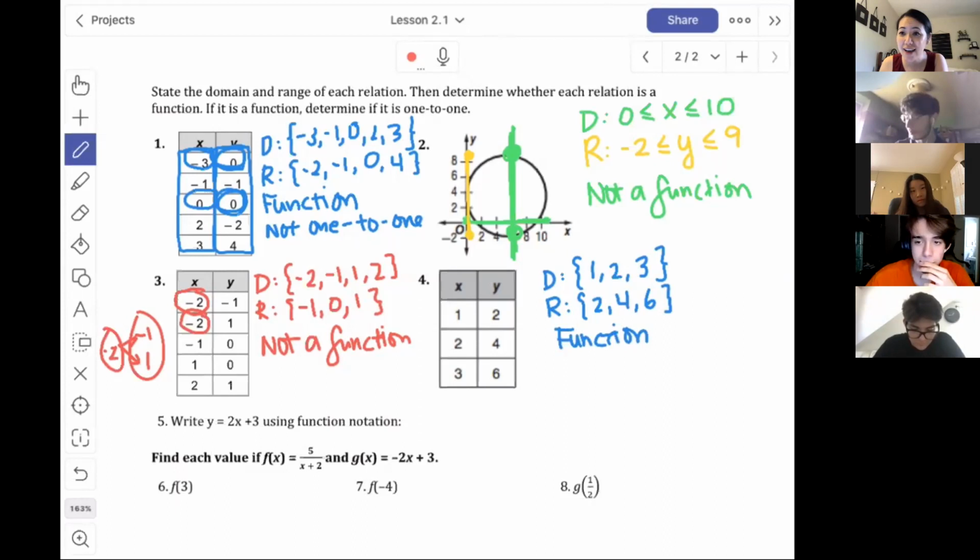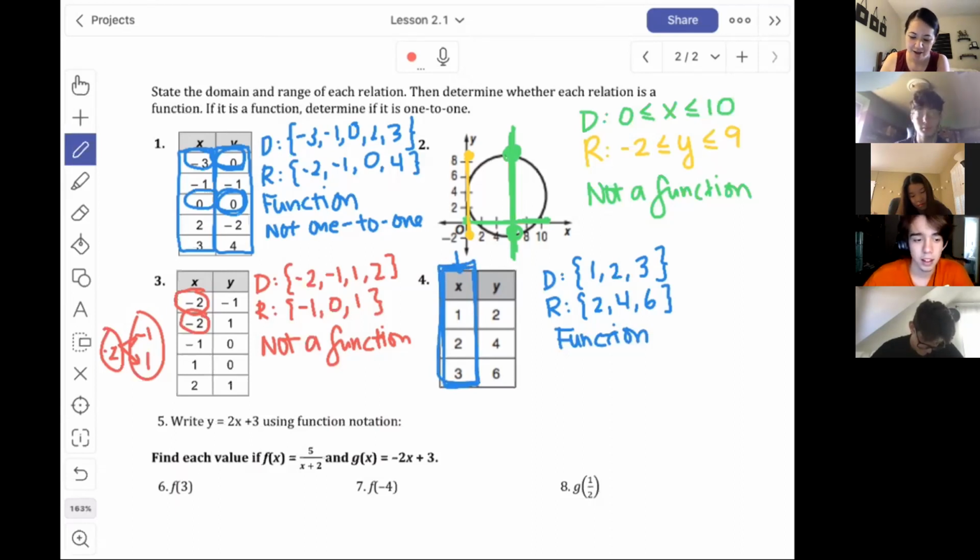Yeah, so the question is, are there any repeating numbers in which column, X or Y? Oh, there's no repeating numbers in a column, but 2 is in both columns. Okay, that's a good note. So here, to see if it's a function, you just look at the X column. Are there any repeating numbers in the X column? No. So that means it is a function.